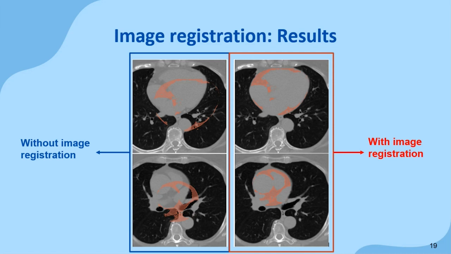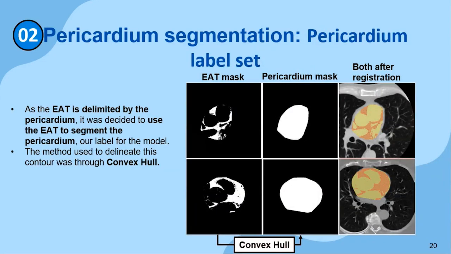With this correction made in the masks, we can now move on to the elaboration of the model for segmentation of the pericardium. Still, we do not have the pericardium data set, but as the epicardial tissue is delimited by the pericardium, we use the convex hull method to delineate the contours.